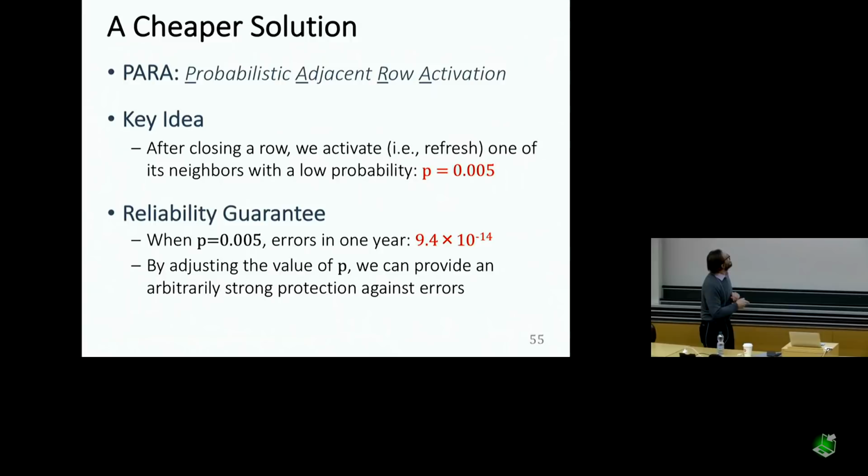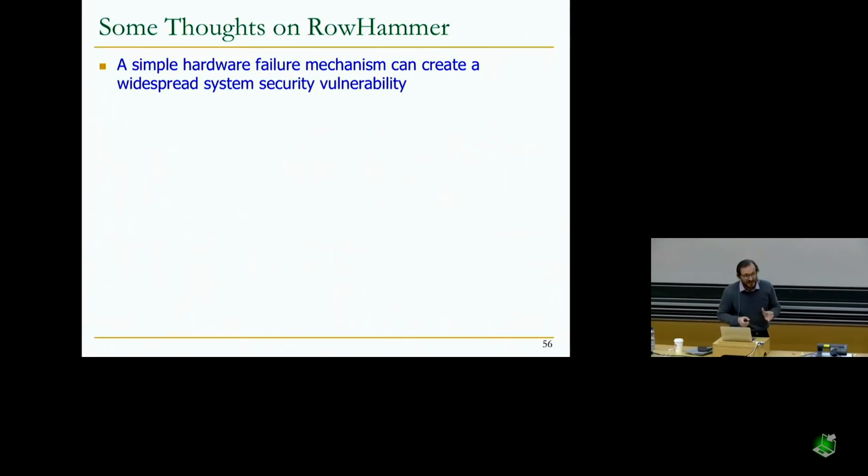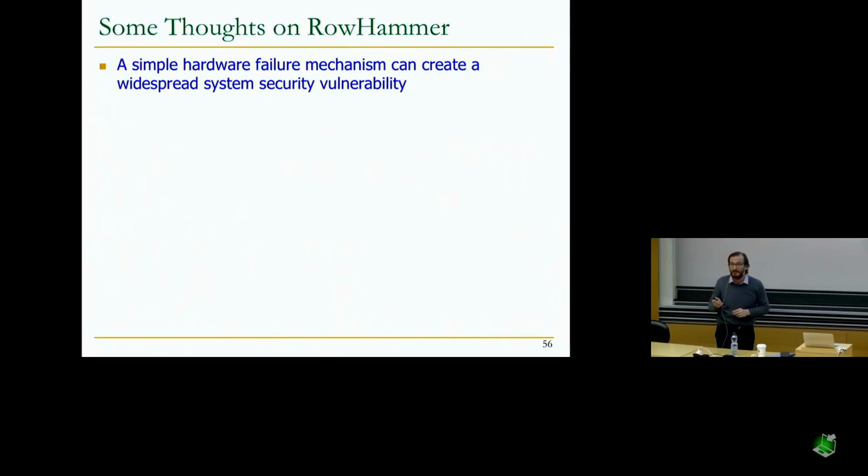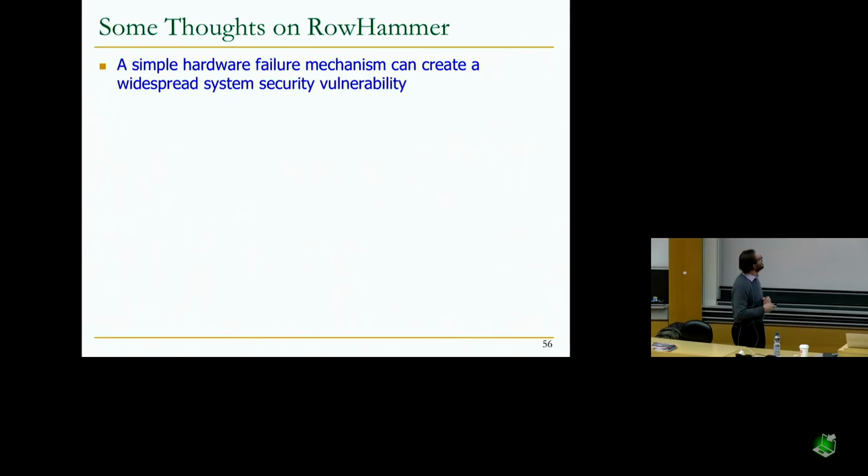So, some thoughts on Rowhammer. You should think probably more, but essentially, this is a simple hardware failure mechanism that can create a widespread system security vulnerability. And this is the first hardware failure mechanism that we know of, at least I know of, but most people know of, as far as I know. So how to find, exploit, and fix the vulnerability requires a strong understanding across the transformation layers.